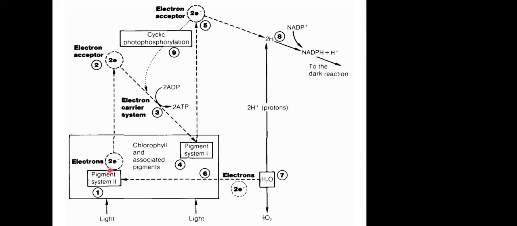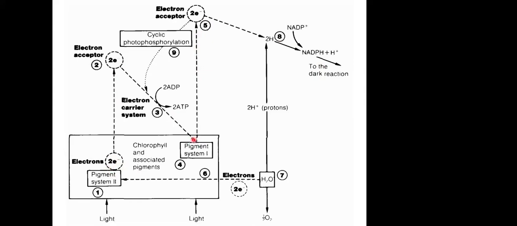It is also sometimes called the Z scheme in some books because it follows the pattern of the letter Z. And it's non-cyclic because the electrons are not moved around from where they started back to where they were picked up from. The electrons never return to the place where they were lost from. So that's why it's non-cyclic.